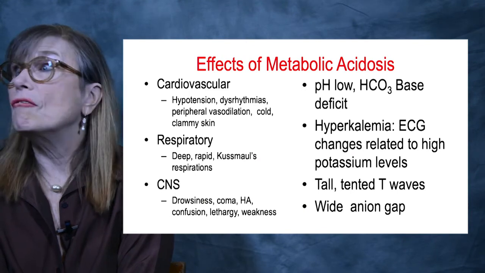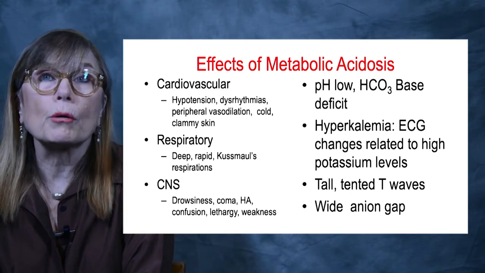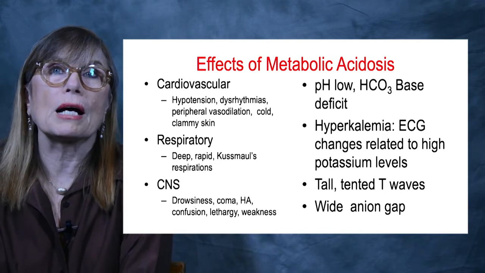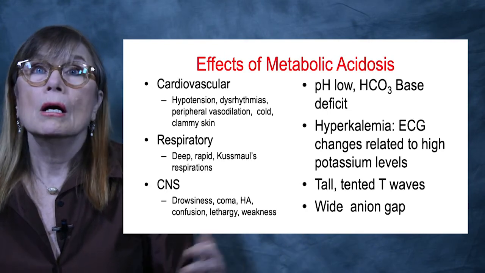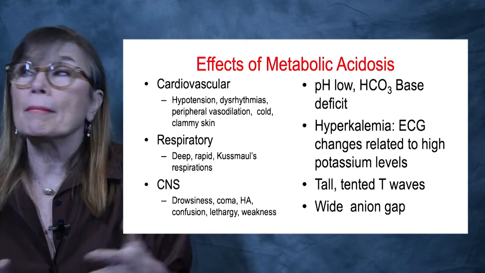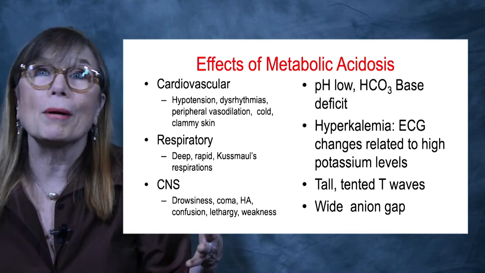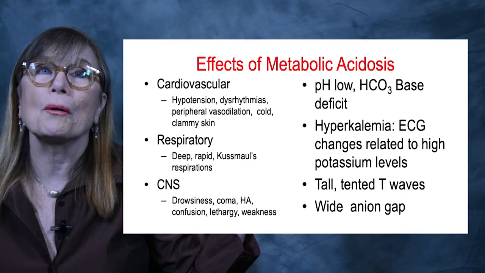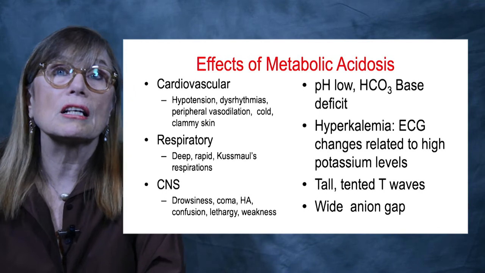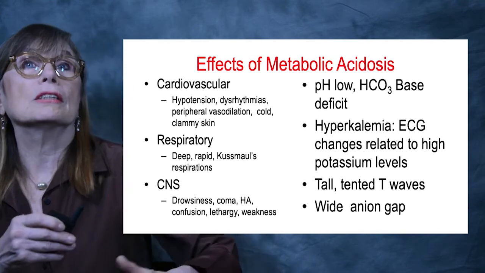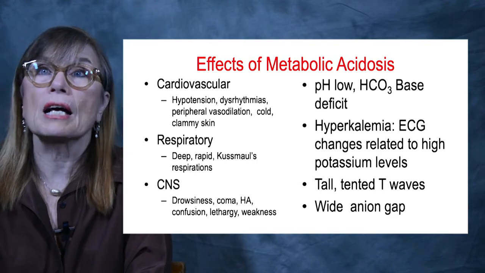Okay. Well, the effects of metabolic acidosis, that clinical presentation: profound hypotension, refractory to vasopressors, dysrhythmias, very significant vasodilation. The skin may be cold and clammy, but it may also be really warm to the touch, because the biggest issue with metabolic acidosis is you lose vascular tone. pH is low, bicarb is down, base is in deficit. You have very significant serum hyperkalemia and the kinds of changes that you can see in terms of depolarization related to that. Big, tall, tented T waves.